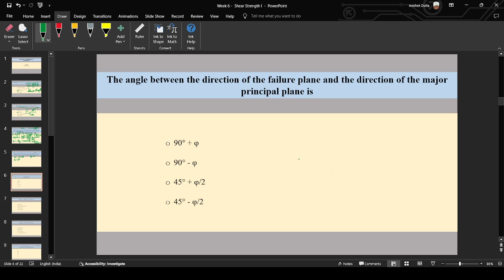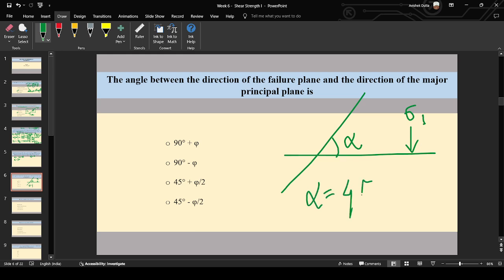So this is the plane of the major principal stress, that is sigma 1. If this is the failure plane, then this is the angle made by the failure plane, alpha. And alpha has an equation, alpha equals 45 degree plus phi by 2, where phi is the friction angle. So in this question, the third option is the correct one. Alpha equals 45 plus phi by 2.